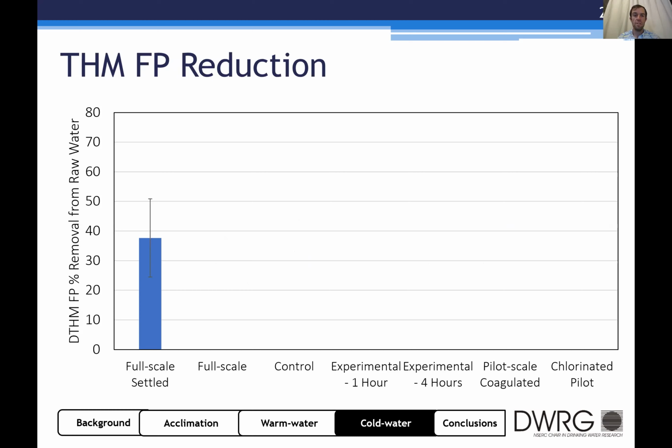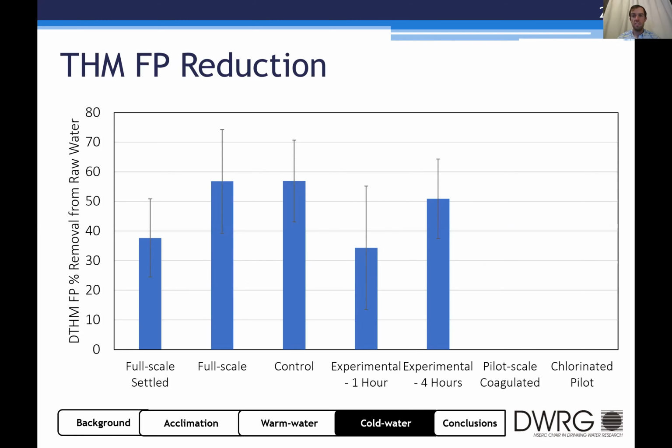When we look at THM formation potential reduction, we see a very similar trend. Water quality after 1 hour is slightly worse than settled water, but that comes back up to approximately the same removal after 4 hours and is similar to the control statistically. And we also note here that there's an improvement in treatment following filtration, which alludes to the premise that there might be some biological degradation of these DBP precursors. We saw less than a few percent reduction of bulk organics, but we're seeing roughly 15 to 20% reductions of THM precursors through filtration, which may be associated with biological treatment. And similar results were seen through the chlorinated pilot.